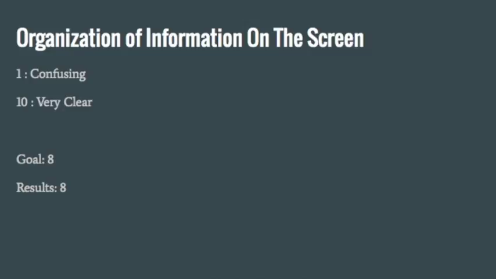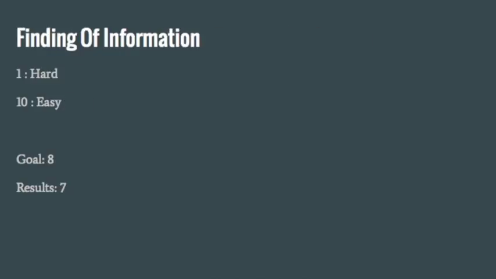Another question asked the user to rate the organization of information on the screen, 1 being confusing, 10 being very clear. The average rating was an 8. Our goal was also an 8. Another question asked the users to rate their finding of information, 1 being hard, 10 being easy. The average rating was a 7. Our goal was an 8.